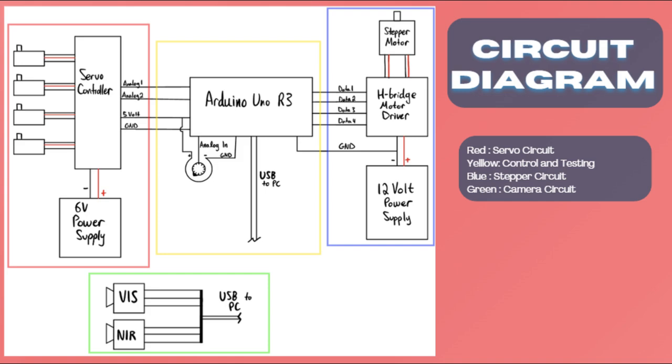So this is a quick circuit diagram of my robot here. In the middle, we've got the control and testing system, which includes the Arduino and the potentiometer. On the left-hand side, we have the servo controller system, which includes the servos and a 6-volt power supply and the servo controller. In the very bottom there, we have the camera module system, which includes the visual camera and the near-infrared sensor. And up on the right side in blue, we have the stepper motor system, which includes the H-bridge motor driver and the 12-volt power supply as well.